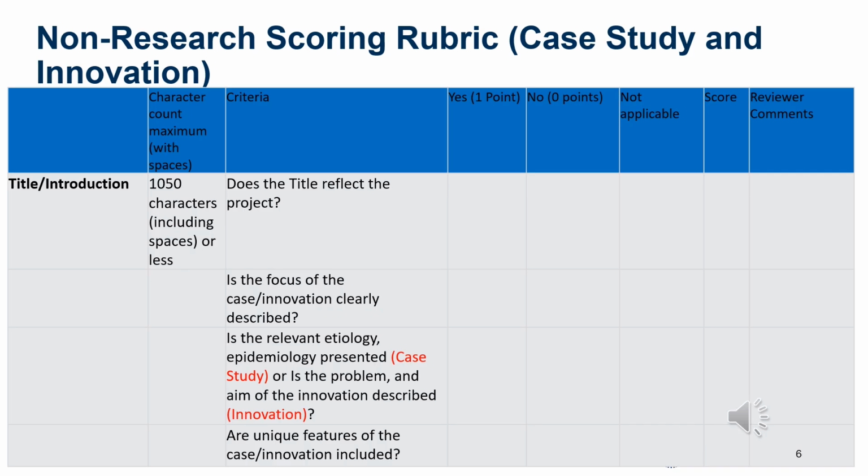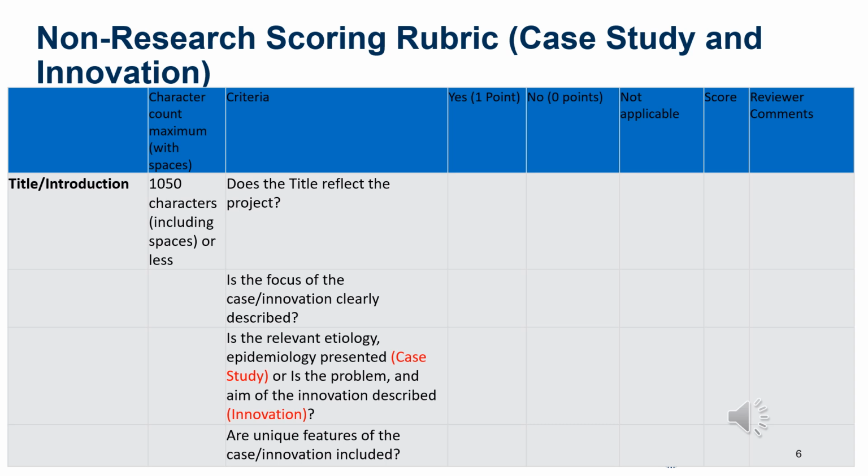The next section of the rubric is the title and introduction section. There is a character limit here of 1,050 characters, and this does include spaces. There are 4 criteria here. Each is scored as either yes, which is 1 point, or no, which is 0 points. We ask that if the reviewer selects no, that a comment is provided.